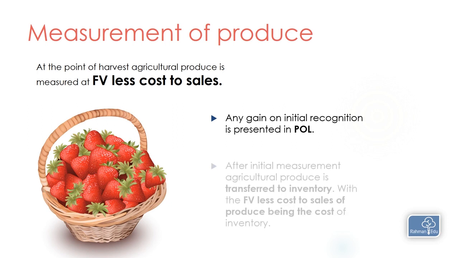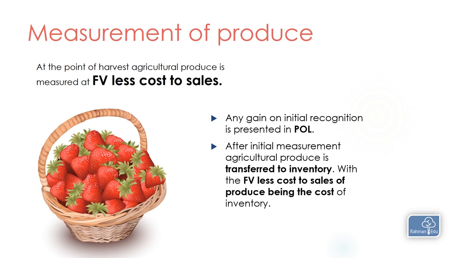Well, after initial measurement, this agricultural produce will be transferred to inventory, and then IS 2 principles will be applied. And IS 2 also requires inventory to have a cost, so the fair value less cost to sell of the agricultural produce should be considered as the deemed cost of that inventory.